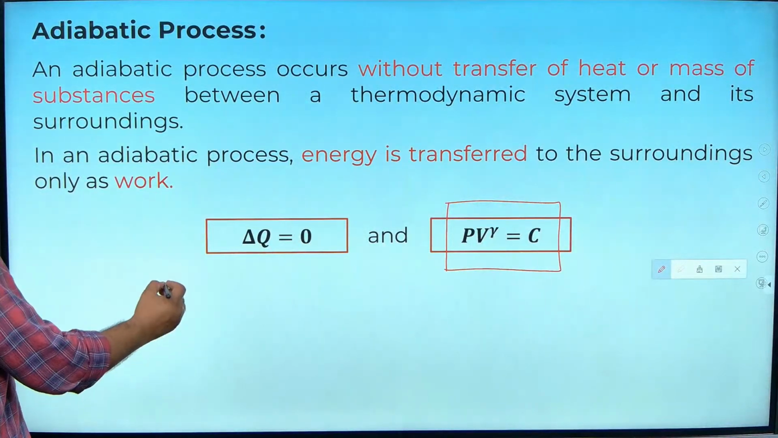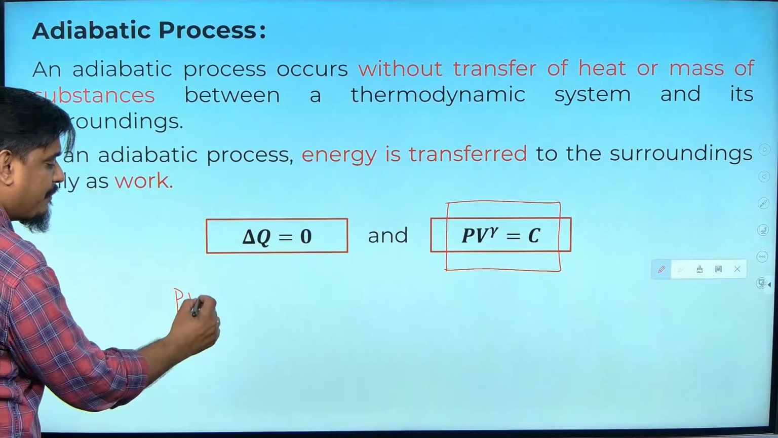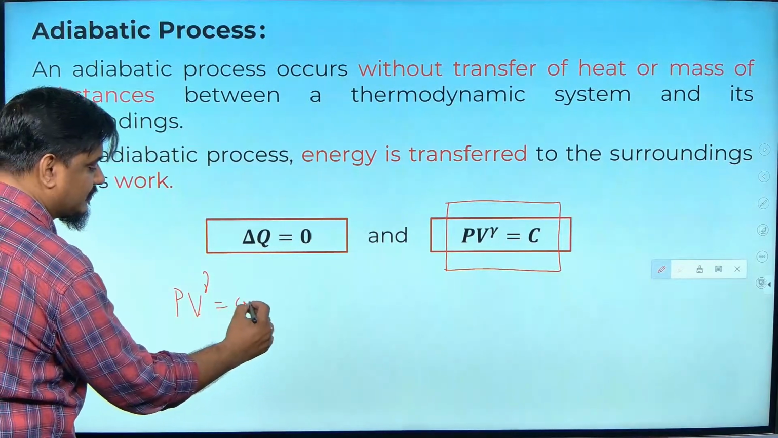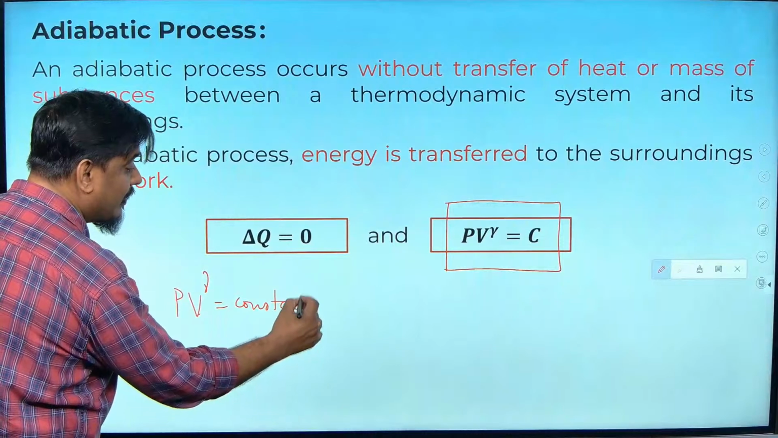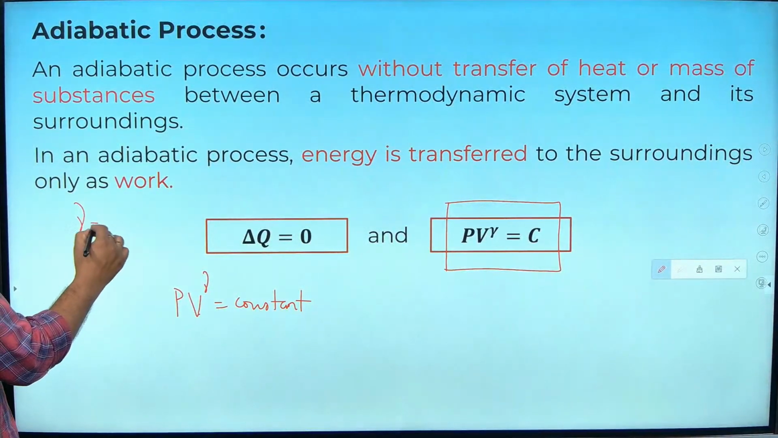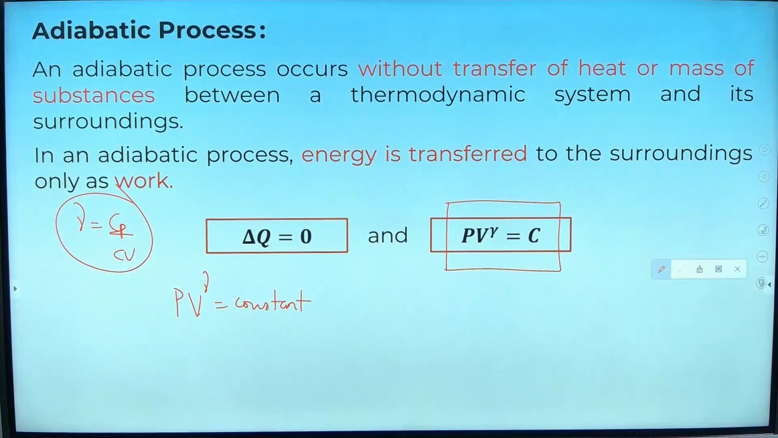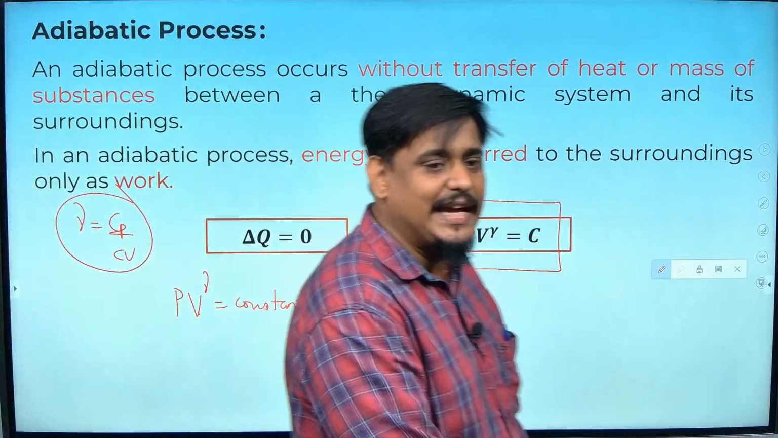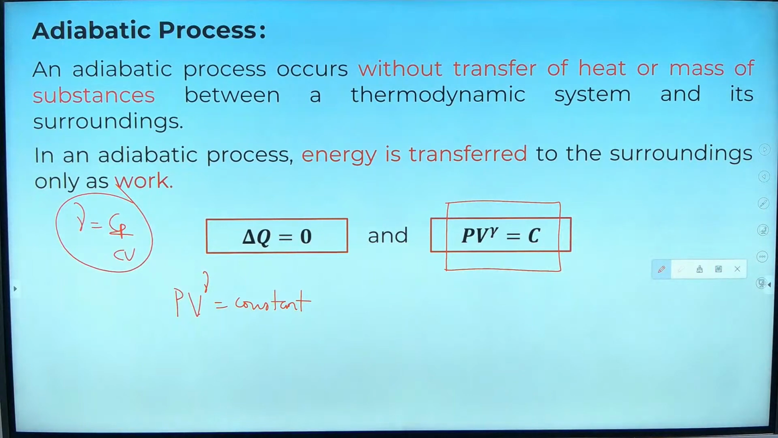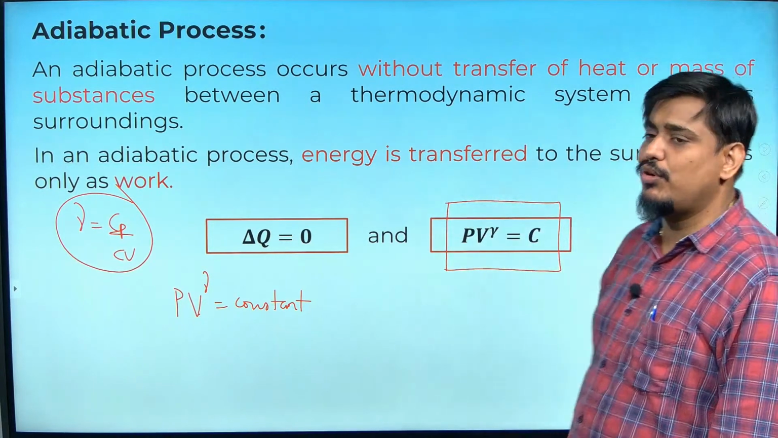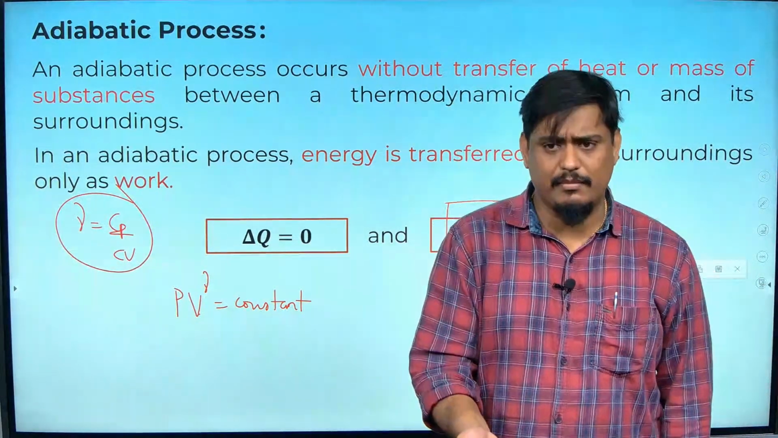So remember, the adiabatic relation is PV power gamma is a constant. Now what is gamma? Gamma is the ratio of Cp to Cv. It will be coming again in the next chapter, the last chapter from us, KTG. In kinetic theory of gases, they will be using gamma is equal to Cp by Cv very frequently.